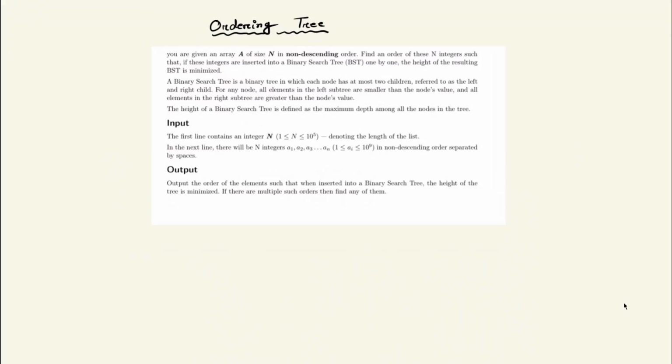হ্যালো এভরিওয়ান। তো এখন আমরা যে প্রবলেমটা দেখব এটা হচ্ছে অর্ডারিং ট্রি। সো একটু প্রবলেম স্টেটমেন্টটা দেখে আসি যে এখানে কি বলছে। ইউ আর গিভেন অ্যান অ্যারে এ অফ সাইজ n which is নন ডিক্রিজিং অর্ডার। তার মানে আমাকে একটা n সাইজের অ্যারে দেয়া আছে which is sorted in non decreasing order.